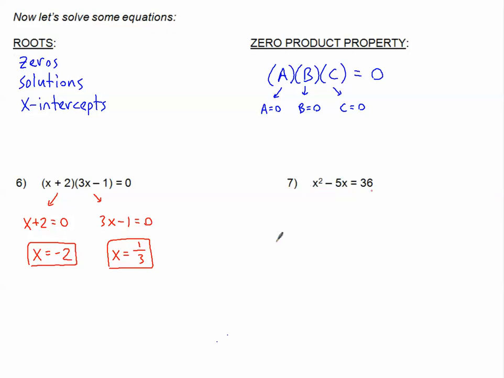This one is a little bit more involved because one, I don't even see it equal to 0 yet. And of course it's not factored. So we must have it equal to 0. So let's subtract the 36. That should be your first move. Set it equal to 0.